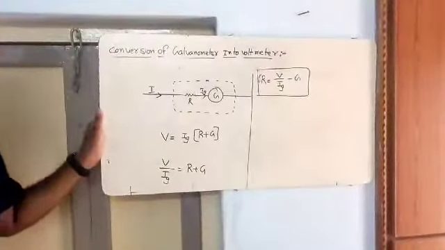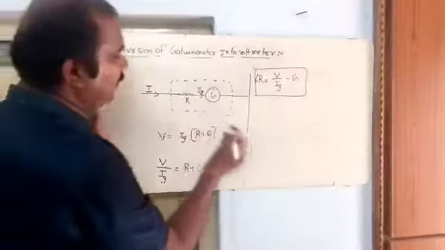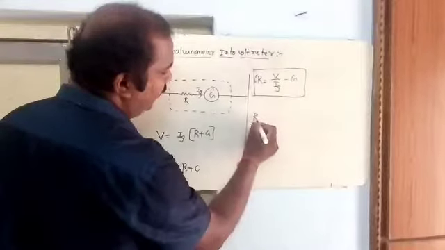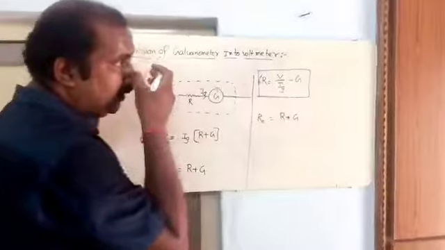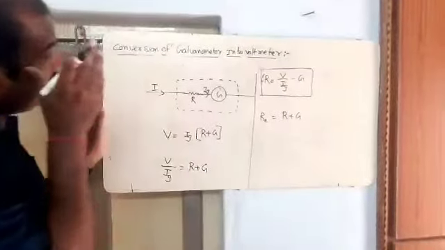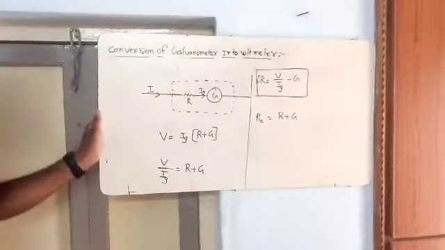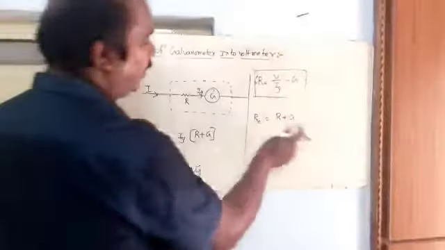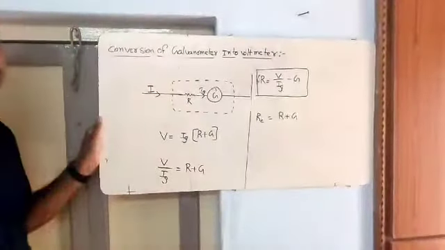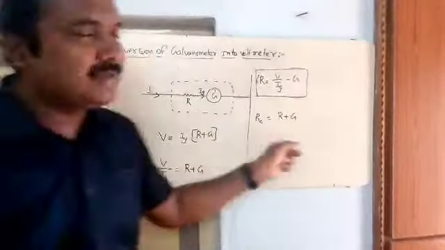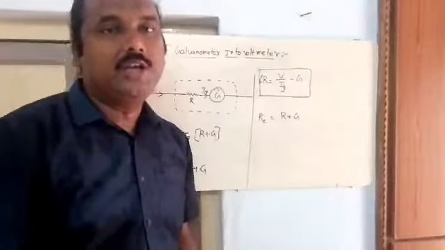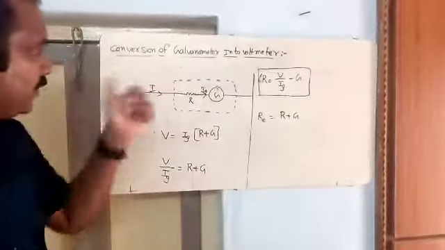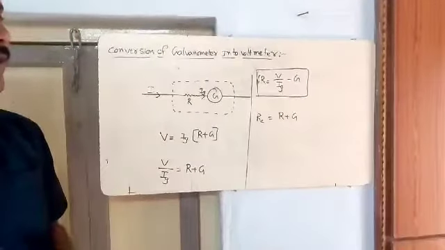So that gives the value of resistance. Then what is the total resistance in this combination? The effective resistance is equal to R plus G. Suppose the R value is much greater than G, then G can be neglected and only R will be there. So that is the reason the effective resistance of an ideal voltmeter is infinite, because R is much greater. So from this we can convert the galvanometer into a voltmeter.